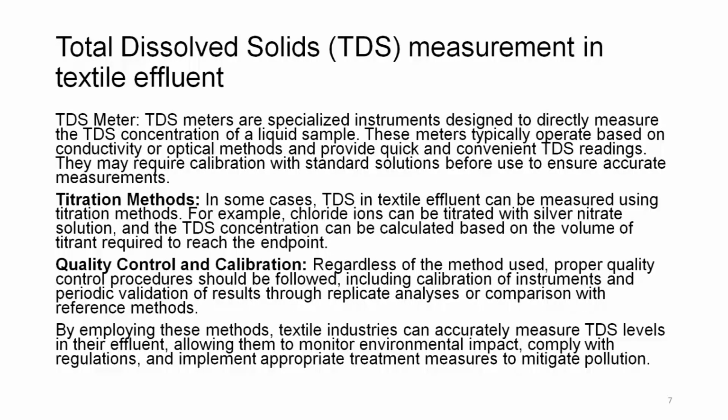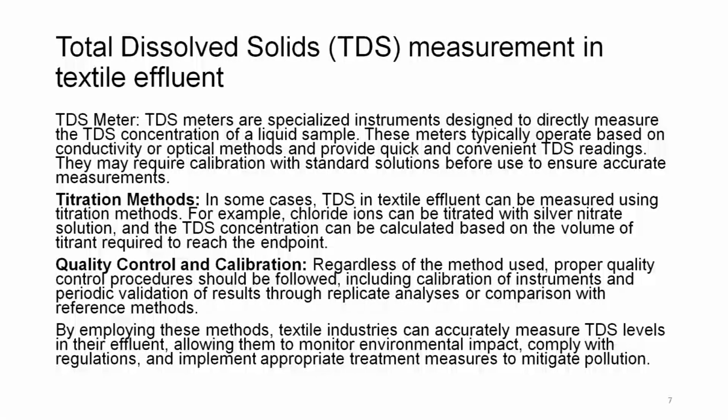TDS meter. TDS meters are specialized instruments designed to directly measure the TDS concentrations in a liquid sample. These meters typically operate based on conductivity or optical methods to provide quick and convenient TDS readings. So, these are very smart instruments which give very accurate answers or analysis. They may require calibration with standard solutions before use to ensure accurate measurements.